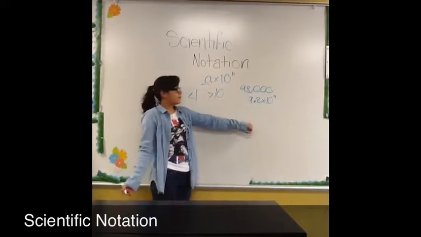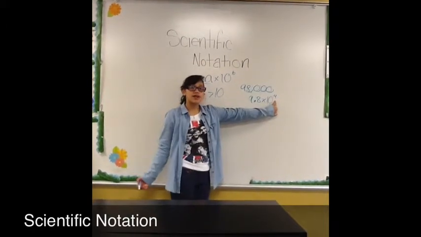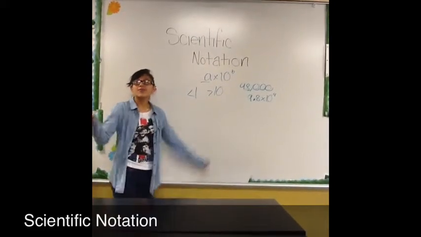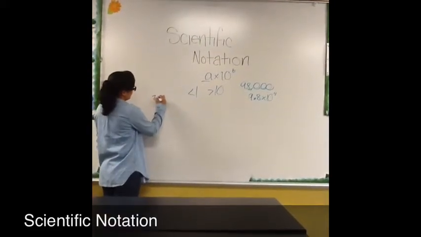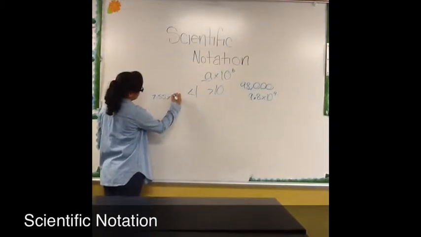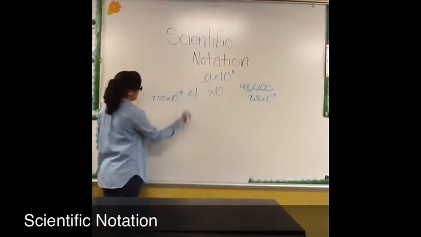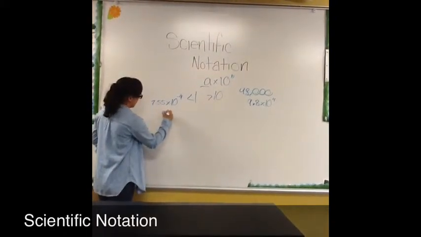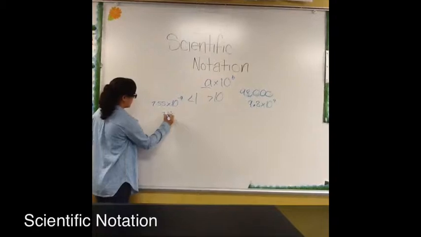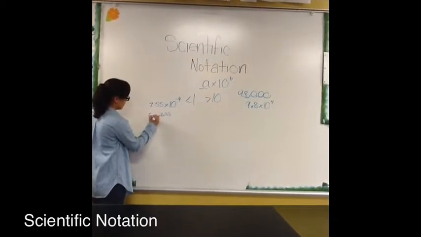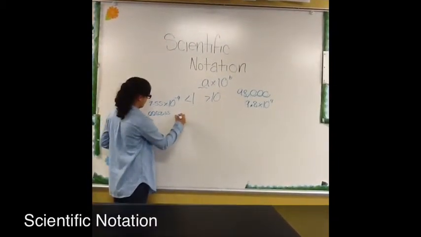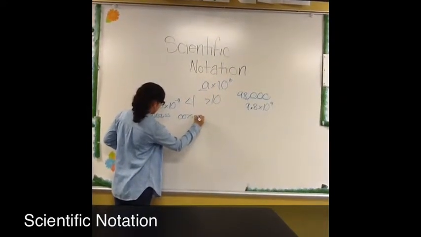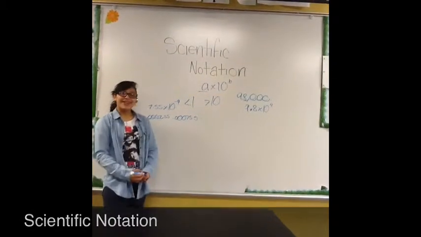However, the exponents are not always positive. They can be positive or negative. So let's take a negative example. We have 7.55 times 10 to the negative 4th power. Since it's negative, we'd have to move it the other way. So we would have 7.55, 1, 2, 3, 4. And our answer will be 0.00755. There.